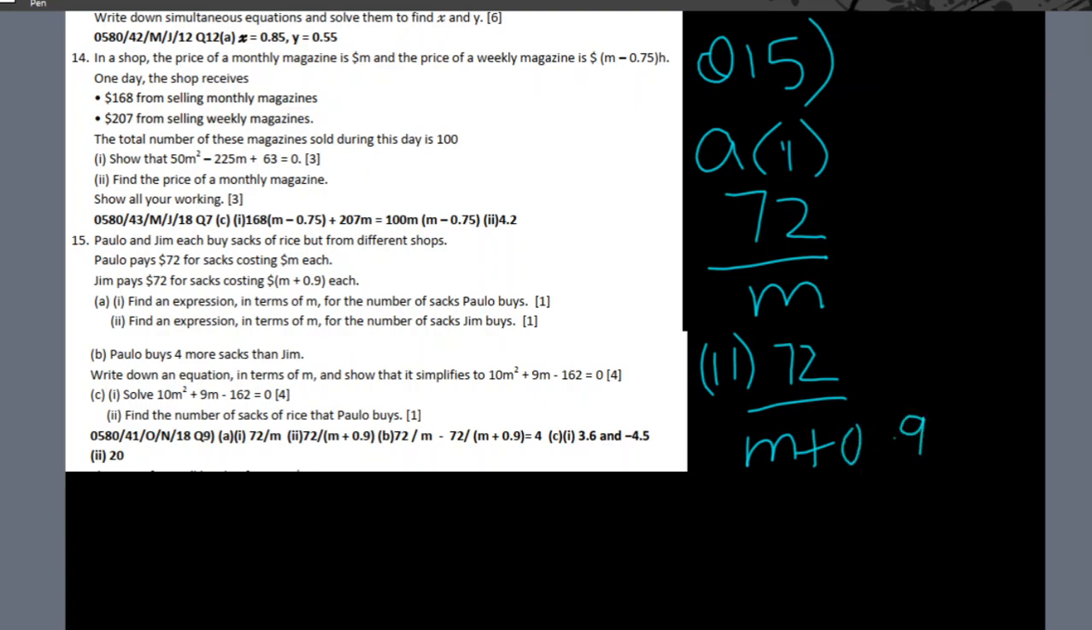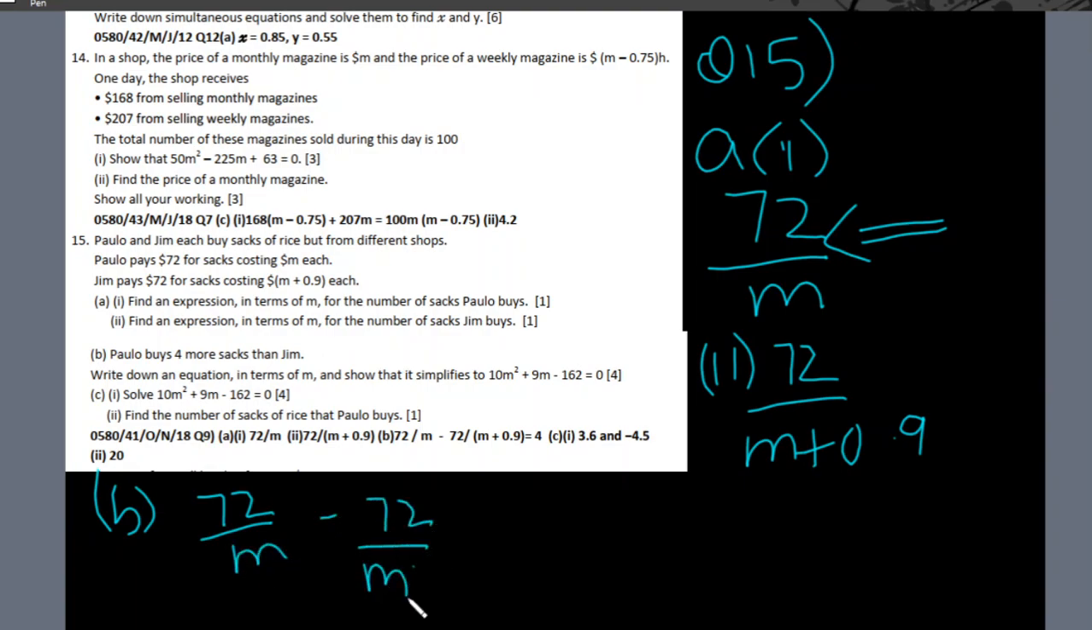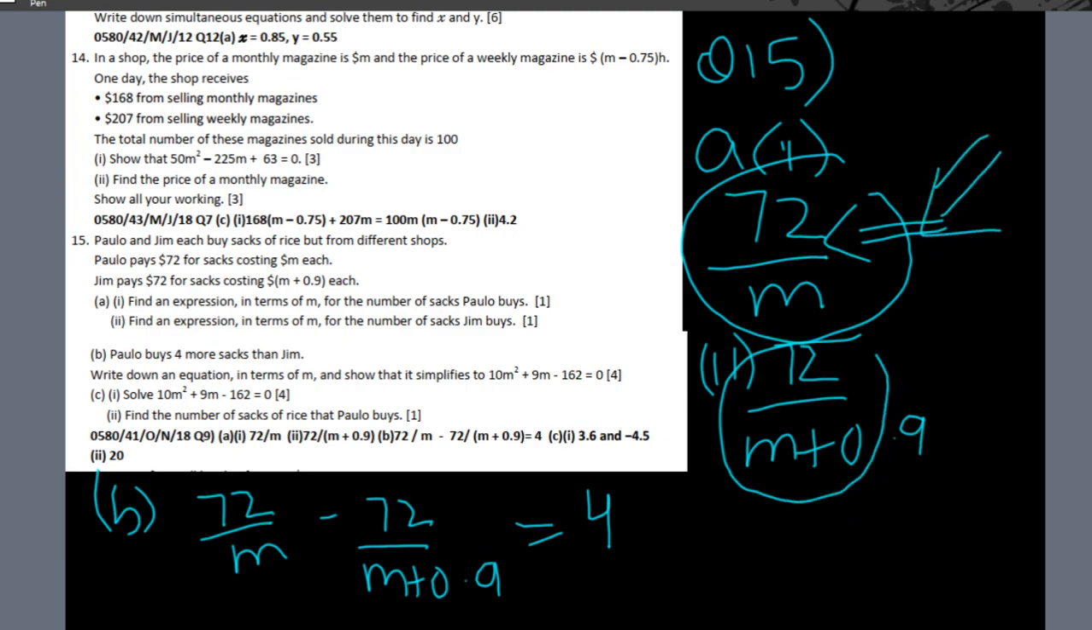Part B, Polo buys 4 more sacks than Jim. So this one buys 4 more. That means the difference between these will be 72 over M minus 72 over M plus 0.9 equals 4. The difference between these two would be 4, and this one is the bigger number as told in the question. Next, write an equation and show that it simplifies to this. So next step, we just have to cross multiply and solve it further.